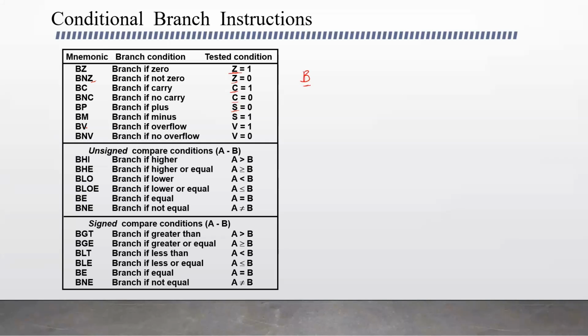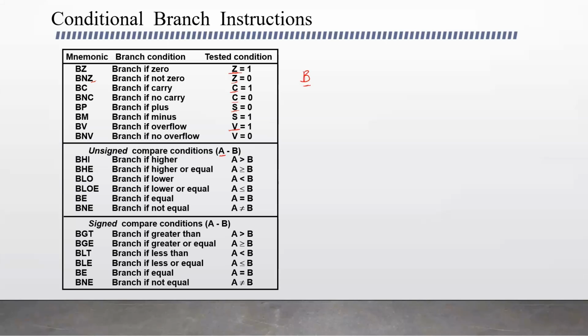And BV, the mnemonic used here, is for branch if overflow. If there is an overflow after performing the arithmetic or logical operation, then branching has to be done. That is done by checking the V flag. If V is 1, meaning there is overflow, then branching is done. And BNV is branch if no overflow. So these are the branching instructions that are executed based on these status flags.